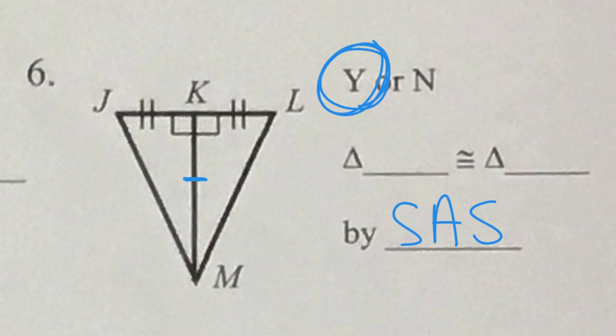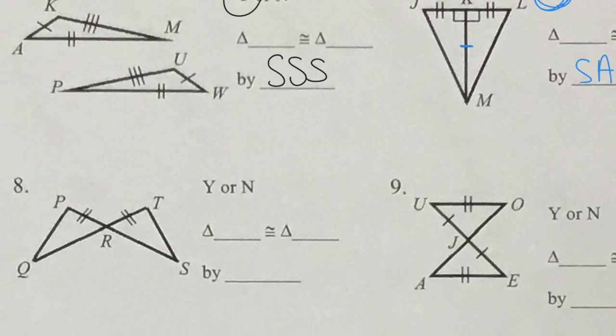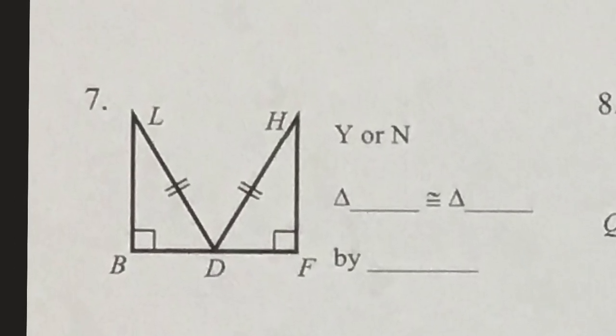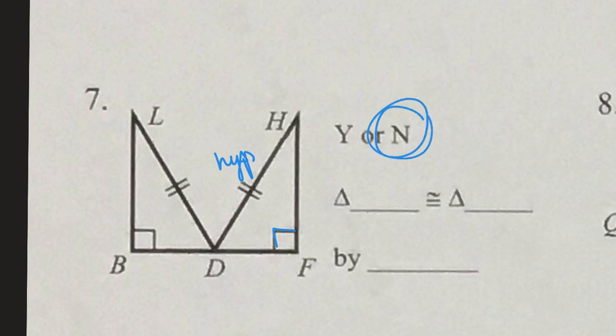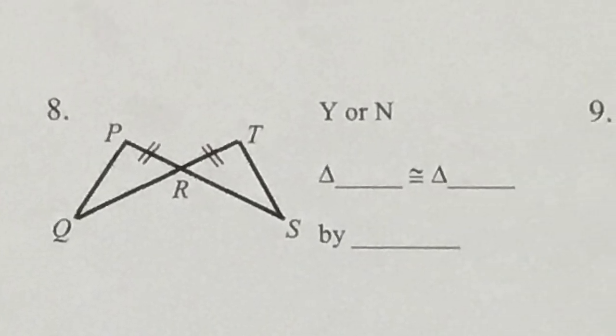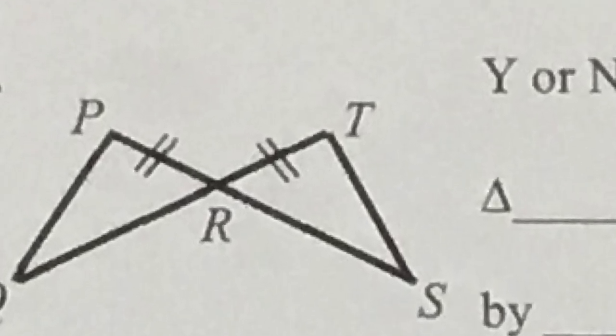Okay? All right, let's see what else we have. Number 7. This is a hypotenuse, and we do have a 90-degree angle, but do we have anything else? No. So this one is a no. It might look like it, but there's not enough information to say it is. Okay, number 8. What can we add to this picture?